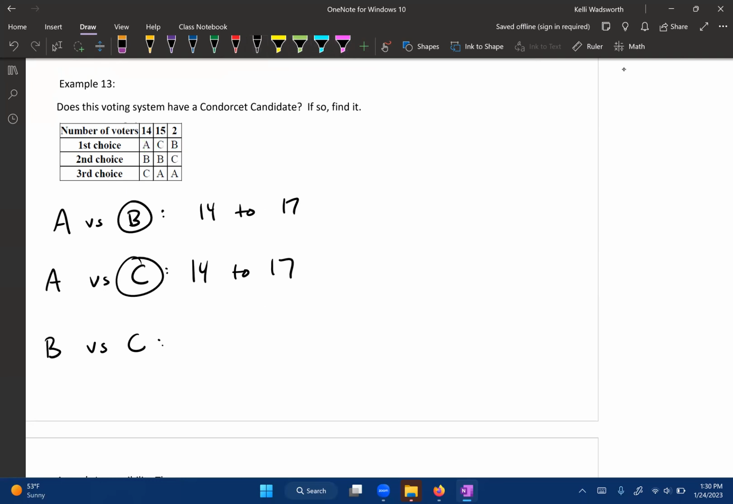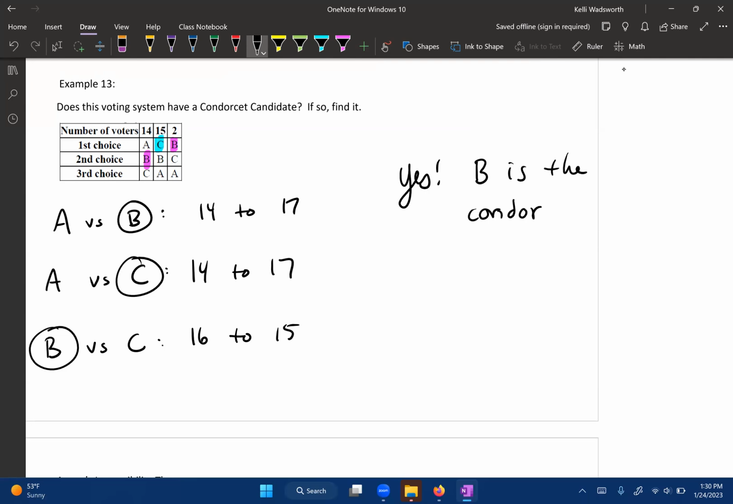All right, and finally, B versus C. B is above C here and here. So B gets those 16 votes compared to C, who's above B with 15. Oops, again, trying to write with that highlighter. Okay. So B. Yes, there is a Condorcet candidate, and it's B, because in every comparison involving B, B wins. Does that make sense? Okay. So yes, B is the Condorcet candidate. I notice that it's capitalized. It's like a name, Condorcet.